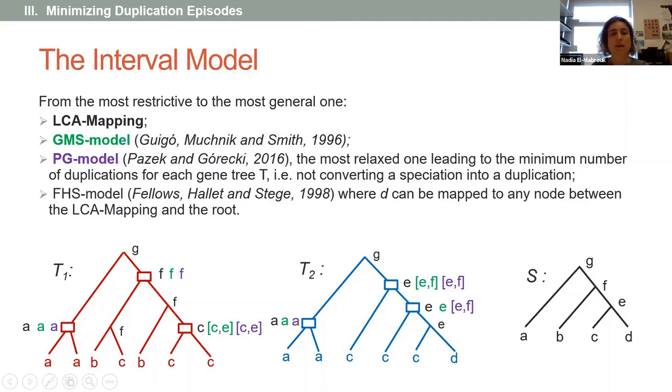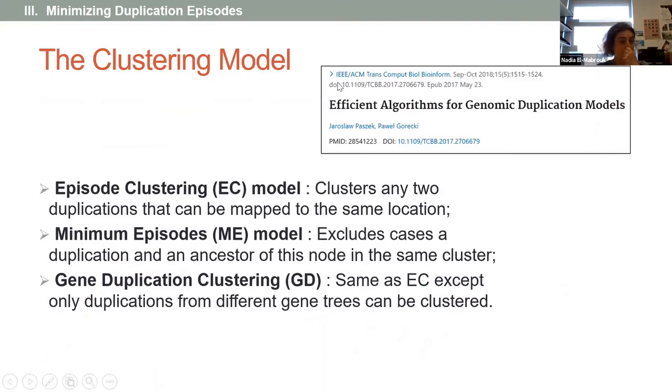Okay, so this is the interval model. As for the clustering model, given an interval assignment of each duplication node of the set of gene trees, 3 different duplication clustering models have been proposed. So the episode clustering model allows clustering any 2 duplications that can be mapped to the same location.